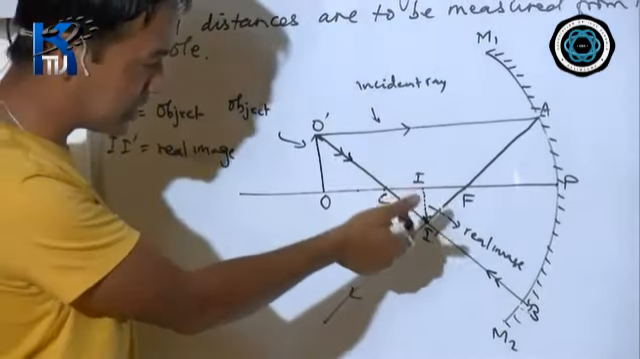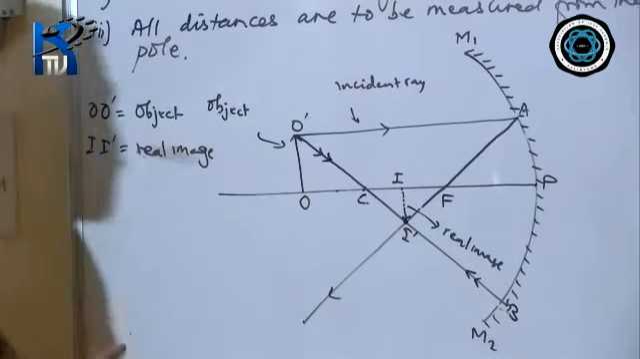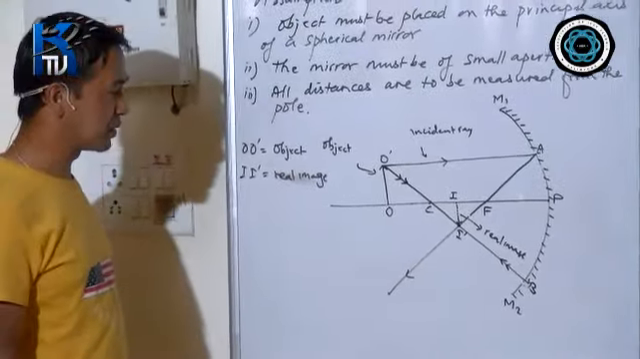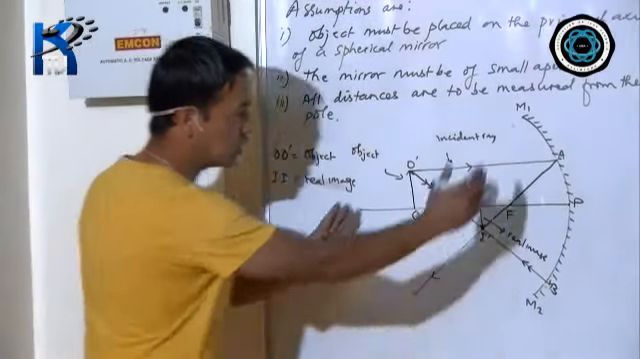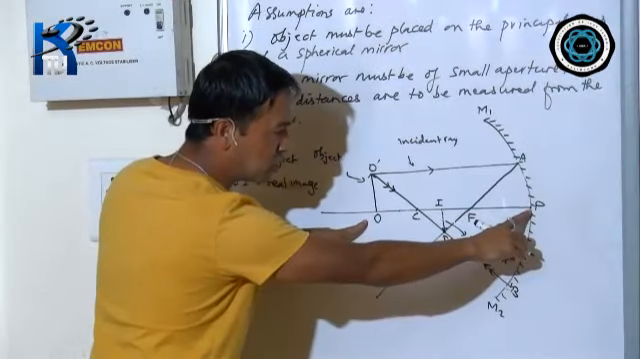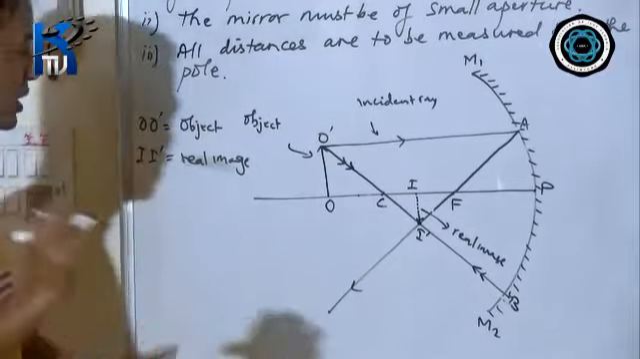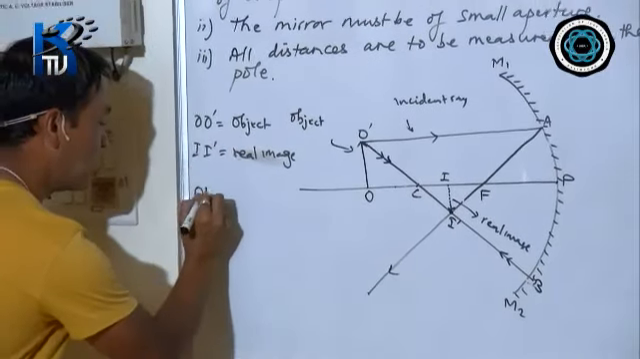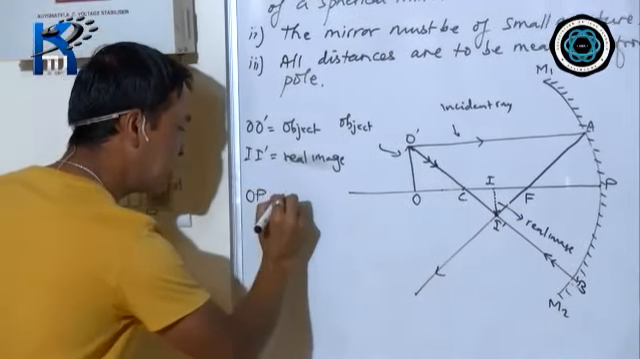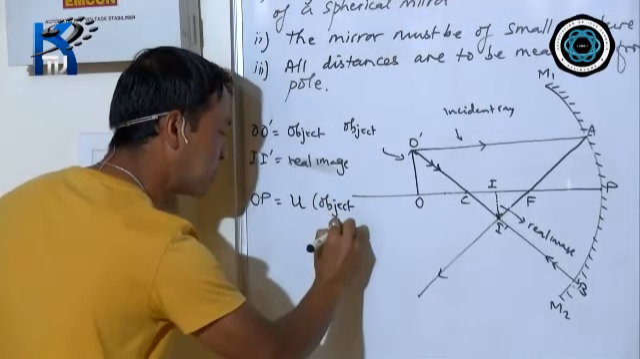How can you say that it is a real image? Because your image is inverted, and inverted images are always real images. Now we need to measure the distances. In order to measure distances, if you look at the diagram, what is this? Object, and this is what? Pole. So the distance measured from object to pole is called what distance? Object distance. Let me mark OP as a distance, and this distance is U. What distance is called? Object distance.